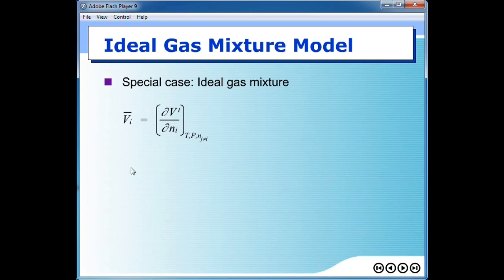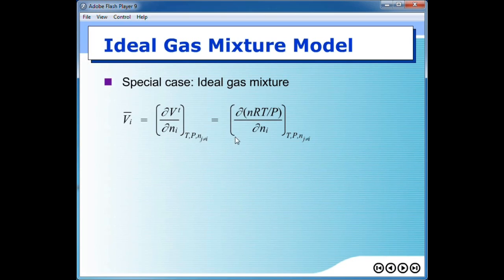So if we want to find the partial molar volume of one species in the mixture, this is the definition of partial molar volume, right? It is the partial differentiation of the total volume of the mixture with respect to the number of moles of the species of our interest, when temperature, pressure, and number of moles of other species remain constant.